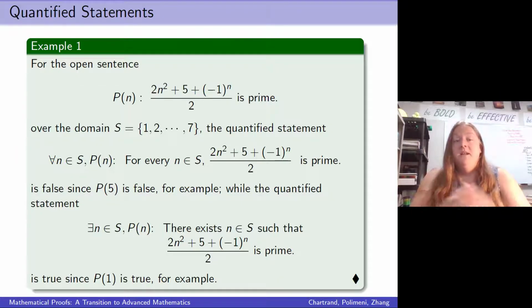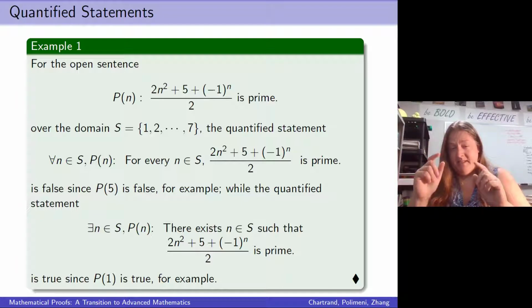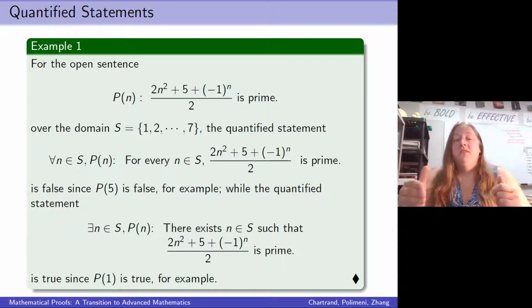So I plug in a value from my domain. If I plug in 1, I get 2 times 1 squared is 2, plus 5 is 7, plus -1 to the first power, so that's -1. So I have 2 plus 5, 7, minus 1, so I'm at 6 divided by 2, so I get 3. 3 is a prime number, so this is true. So this is a true statement with the existential quantifier, because there is a value, at least one value, in my domain S that makes it a true statement.